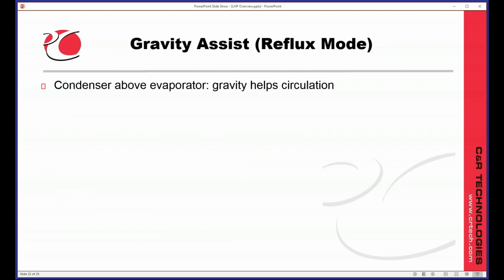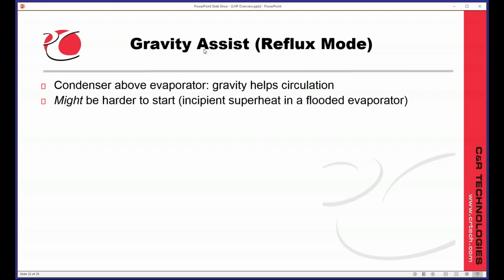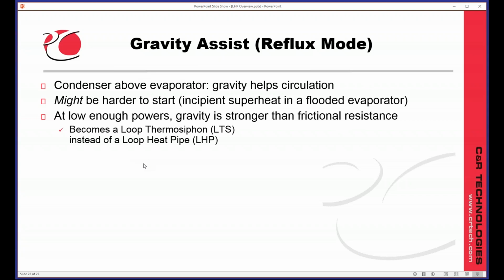A little bit more interesting is gravity assist. I start off a slide here by saying, hey, gravity is assisting. How bad can it be, right? How can an assist hurt you? Well, there is a subtle effect in that you're starting an evaporator in that flooded subcooled state, which can lead to some interesting startup problems. But a lot more common is the fact that gravity is so much stronger than the frictional resistance of the loop. It starts circulating at a much higher rate than you think it would.